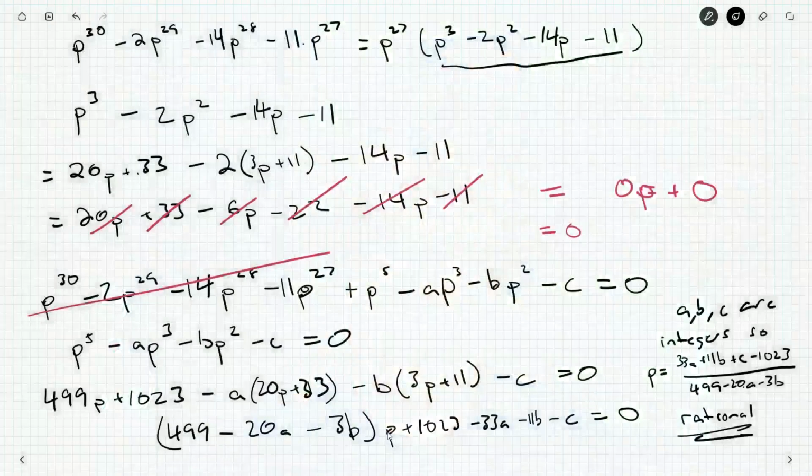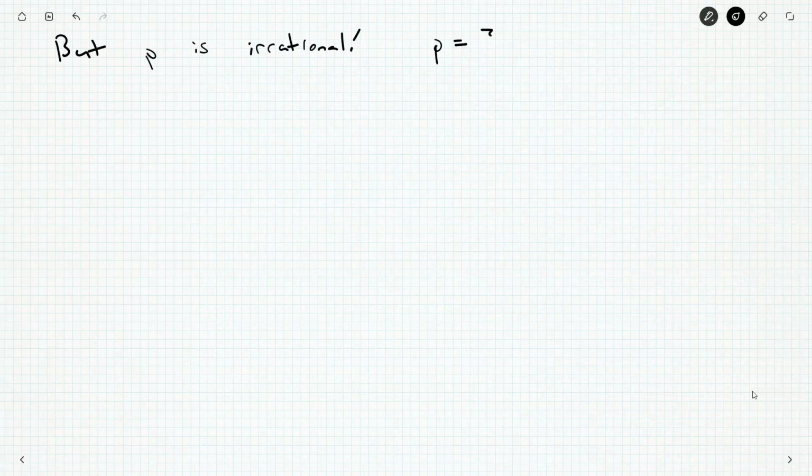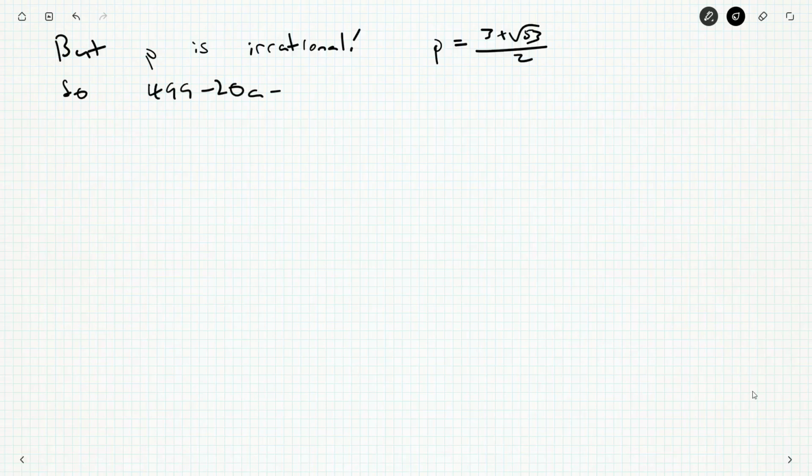But if we've got 0 times P plus an integer is equal to 0, well, that's just that integer equals 0. So, because I know P is irrational, P is 3 plus root 53 over 2. That is not a rational expression. So that tells me that 499 minus 20A minus 3B must be equal to 0. Otherwise, I could divide by it and get a rational expression for P.